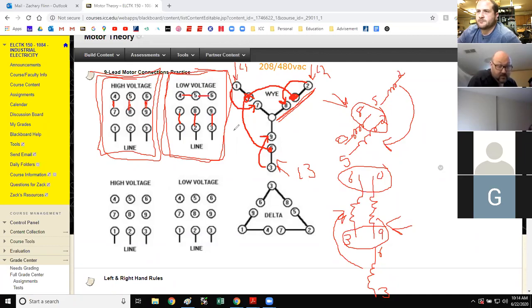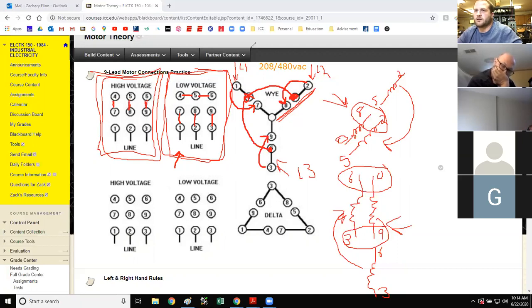So the left-hand side, what's on the nameplate itself, is what you're going to need to know. But looking at these drawings of the Y and delta, you should be able to figure it out. So if I gave you a picture of this and asked, is that low voltage delta, low voltage Y, high voltage delta, or high voltage Y? You should be able to look at these two pictures and say, oh, that's low voltage Y, right? Right.